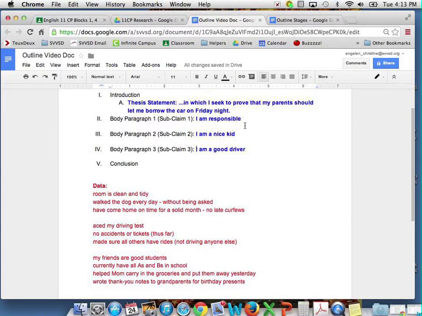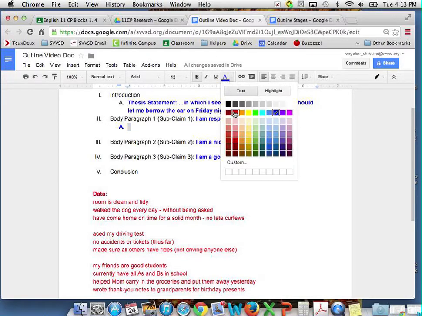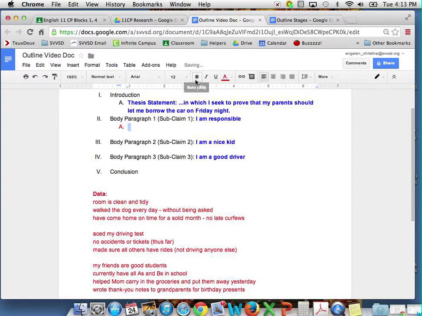So the next thing that I need to do is make space for my data. And I find that when I'm writing an outline for this kind of paper, it's best if my Roman numerals become my claims and my subclaims, and for my capital letters, my very next level of my outline to be my data. So when I go from I am responsible and I make that the next line and I hit tab, I move it over and I get an A. I don't want A to be blue though, so I'm going to change my color to red. I'm going to not make that bold. Okay, so now I'm ready to put in some of my data.